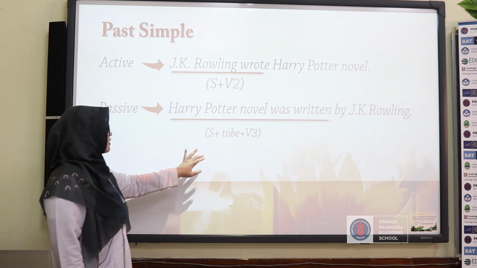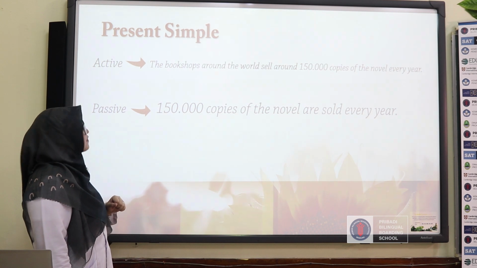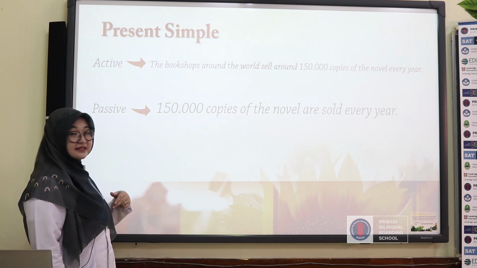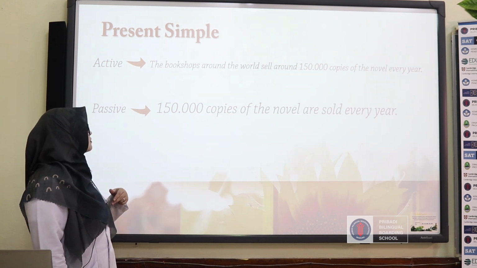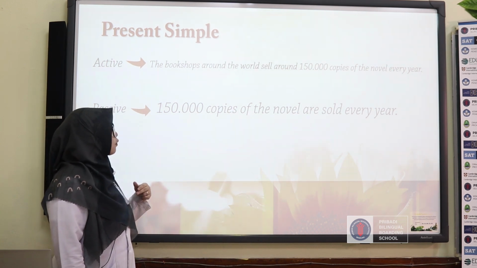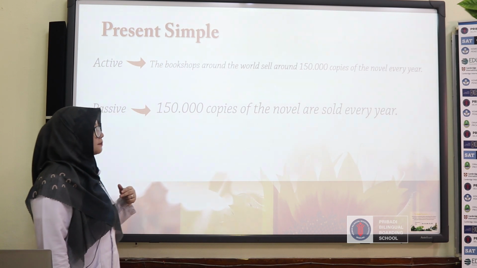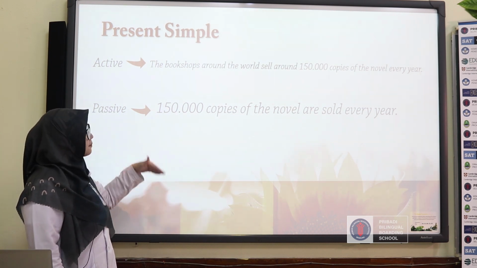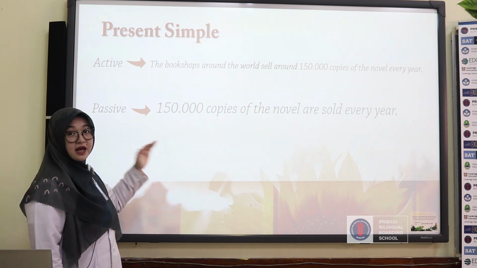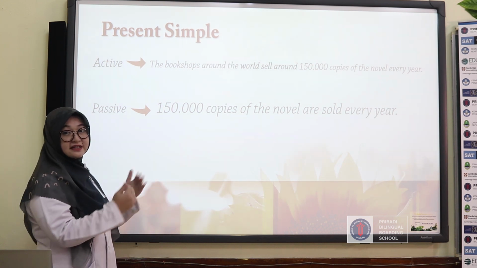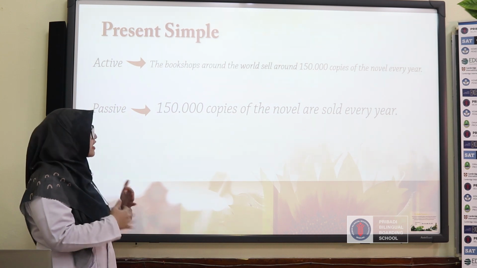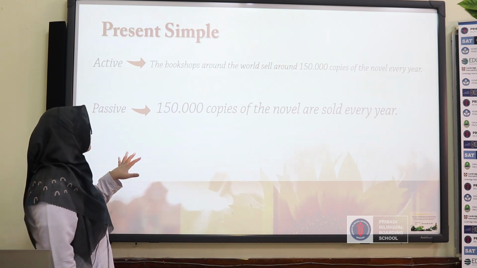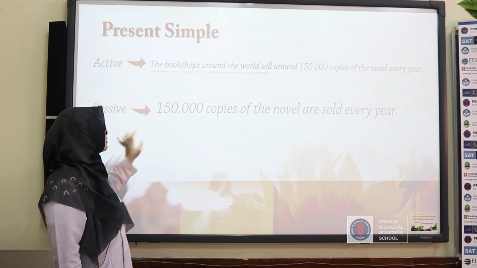Now let's take a look at the other example. I have the present simple now, with the two sentences active and passive. The bookshops around the world sell around 150,000 copies of the novel every year. And then 150,000 copies of the novel are sold every year. Again, in the sentence, we change the position of the subject and the object.